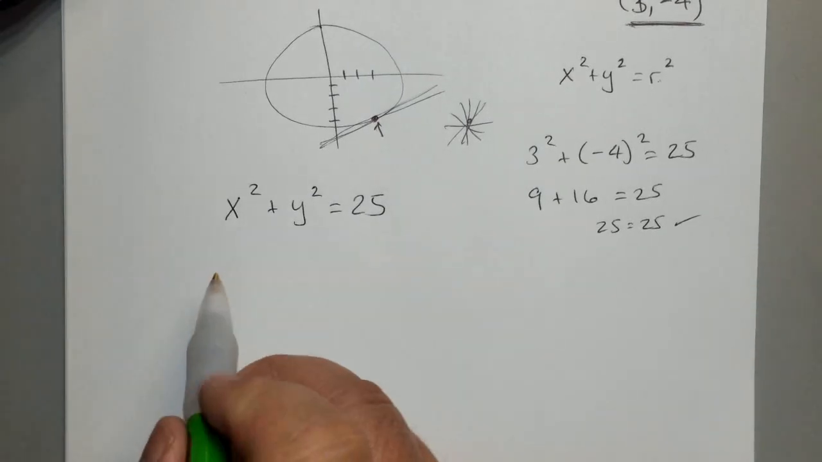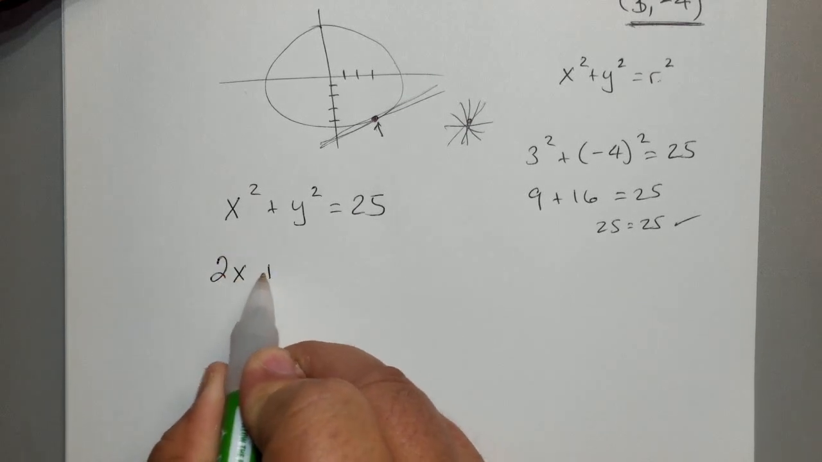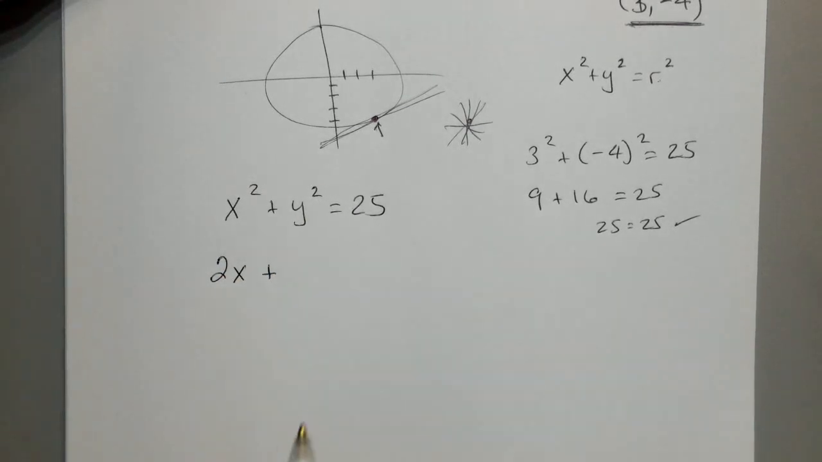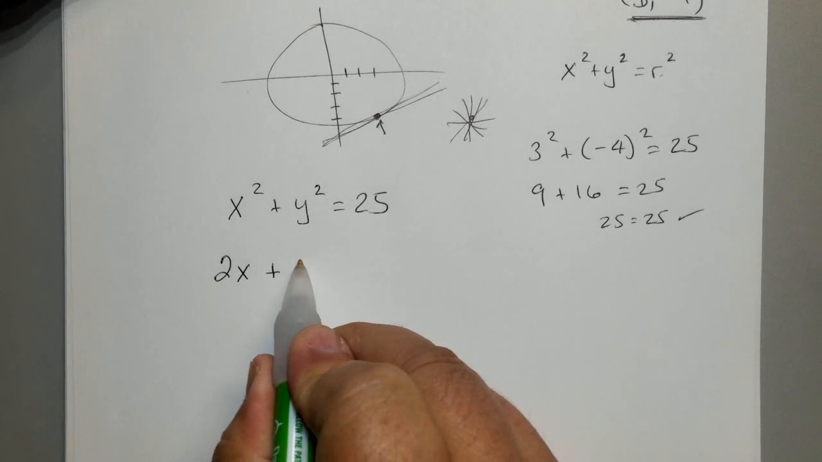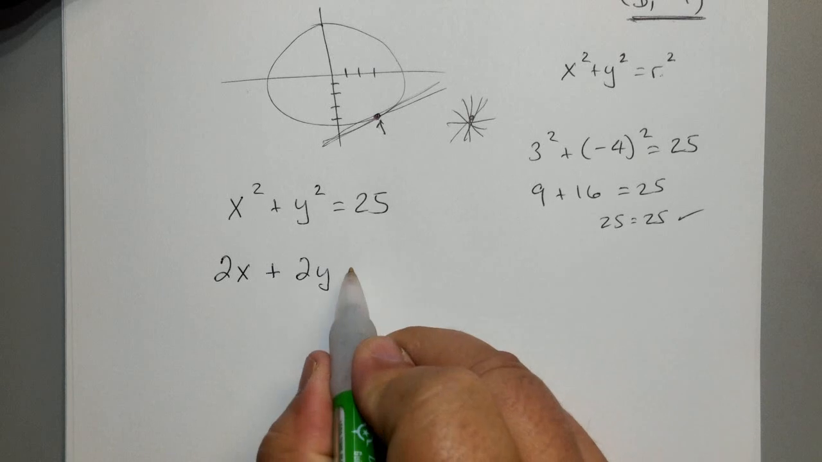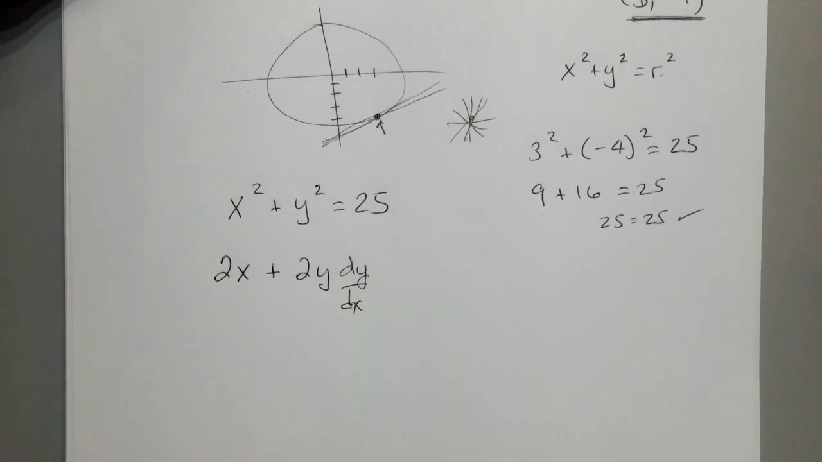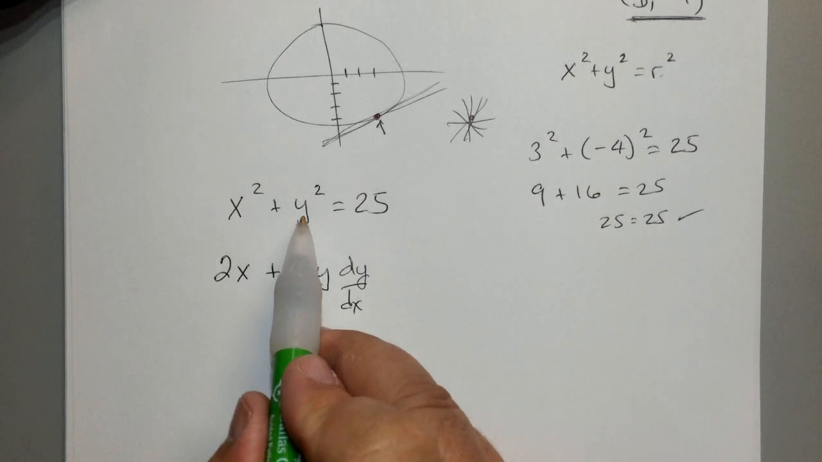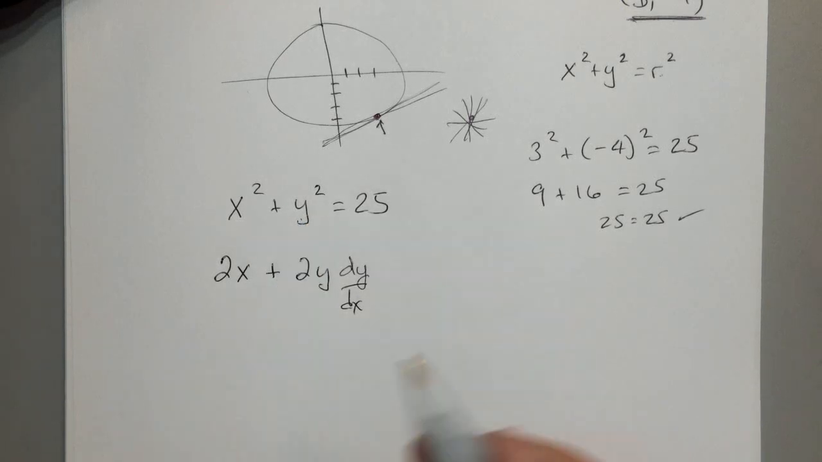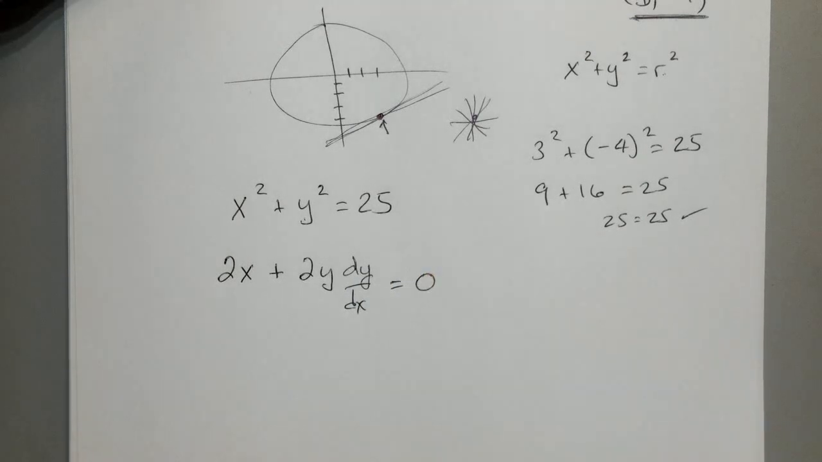What's the derivative of x squared? What's the derivative of y squared? What is it? 2y. That's it? 2y dy/dx, because remember, y is a function of x. Derivative of 25? 0.